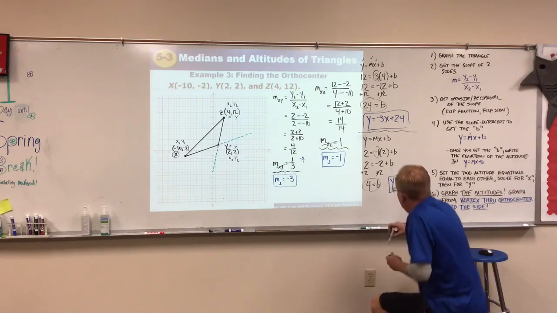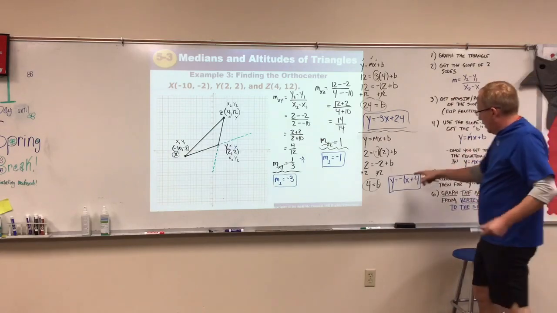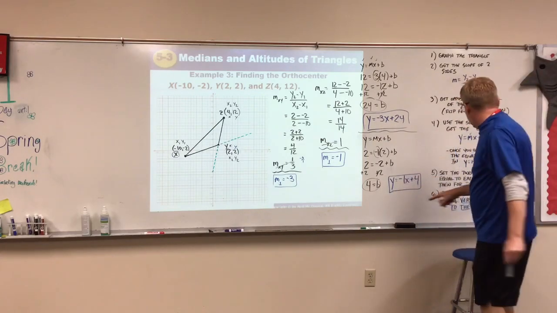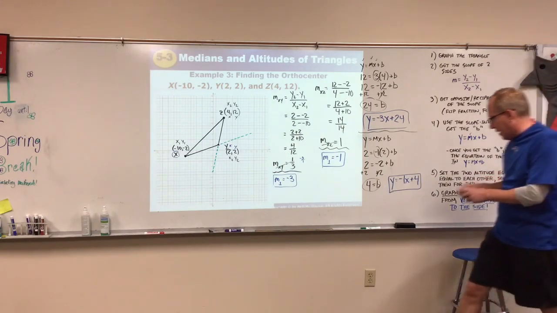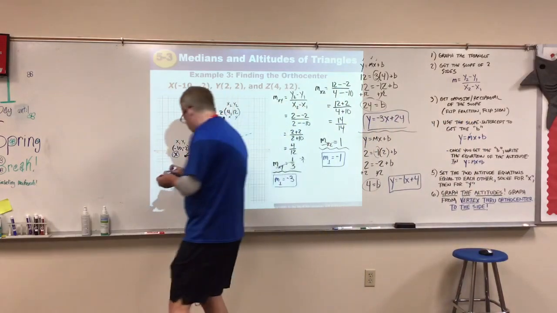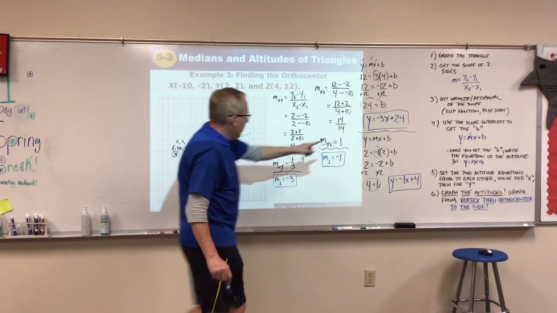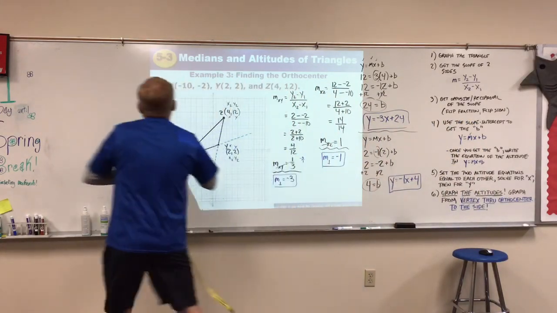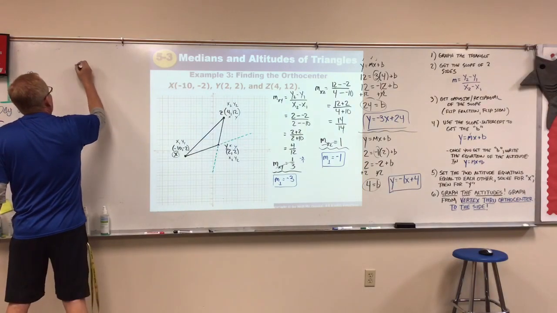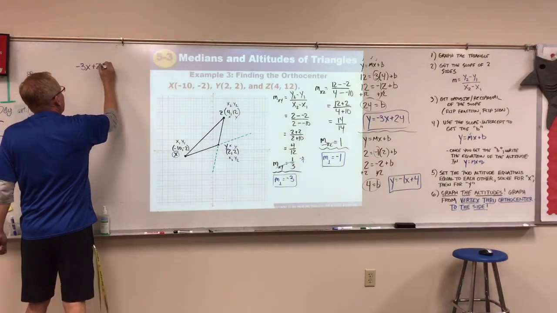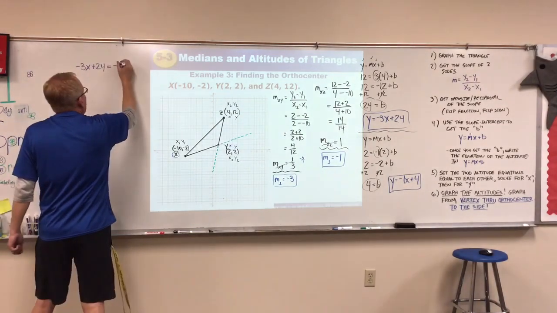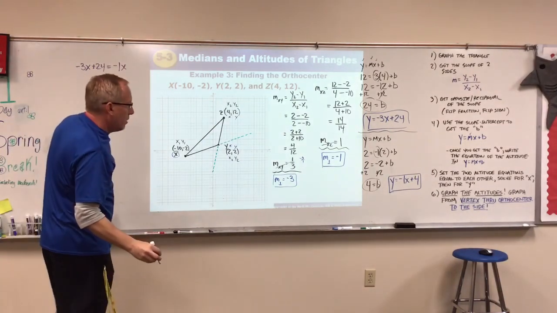There are the 2 equations of the altitudes. Now, set the 2 altitude equations equal to each other and solve for x. So I am going to set these 2 equal to each other. Negative 3x plus 24 equals negative 1x plus 4.